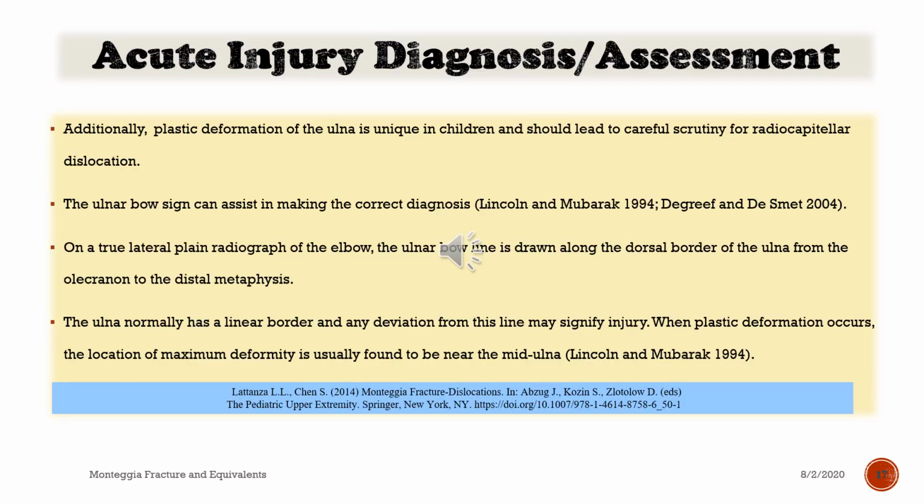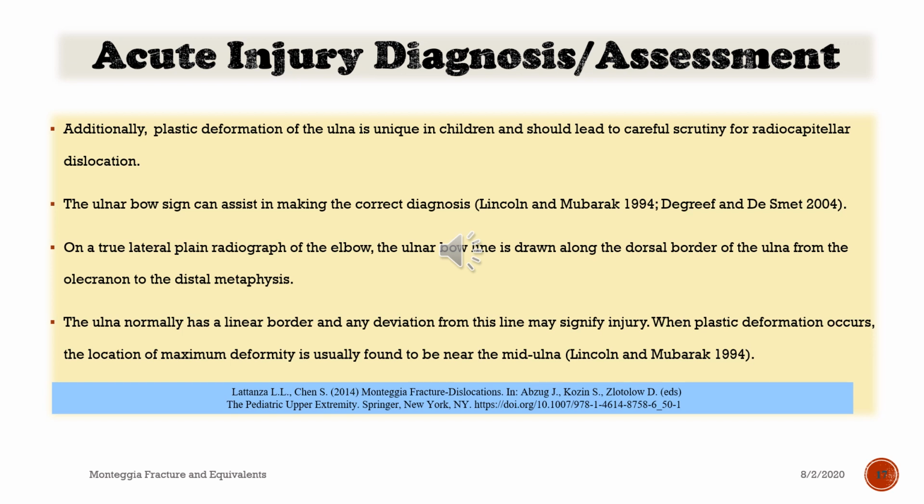Additionally, plastic deformation of the ulna is unique in children and should lead to careful scrutiny for radiocapitellar dislocation. The ulnar bow sign can assist in making the correct diagnosis. Lincoln and Mubarak 1994, De Grief and Desmet 2004.